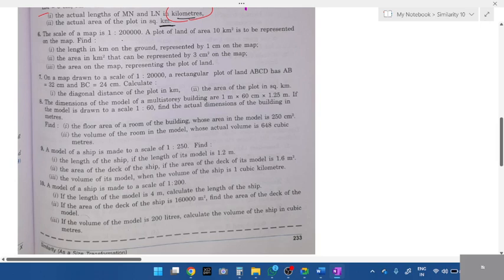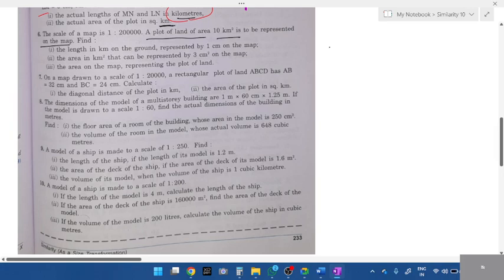The scale is 1 by 2,00,000 this time. The plot of a land, what is this? Actual image or the image on map? To be represented on what? To be represented on the map. Then the length in kilometer on the ground represented by 1 centimeter on the map. So kilometer is given. A plot of land of area 10 square kilometers is to be represented on the map. When kilometer is given, is it the actual image or the map image? Kilometer is actual image.